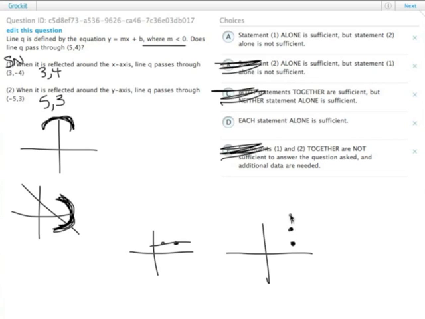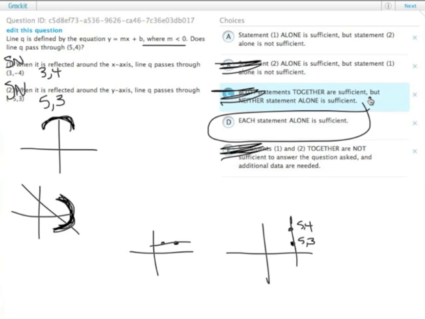Well, again, it would have to be a vertical line to pass through both (5, 3) and (5, 4), and we've established that the slope is less than 0 rather than being undefined or something like that. So this one's also sufficient to tell us no, it doesn't pass through that point. Each statement on its own is sufficient. Answer choice D.